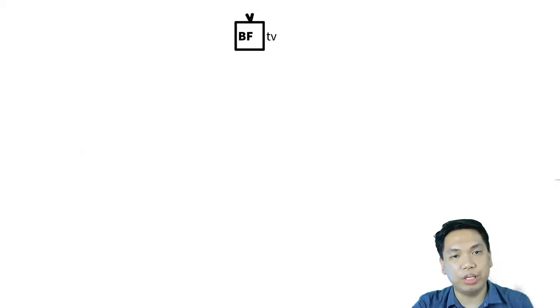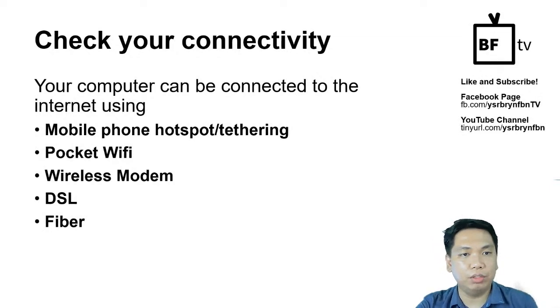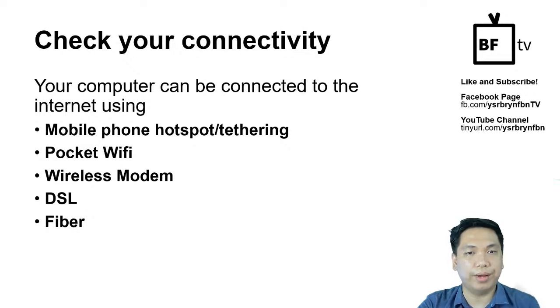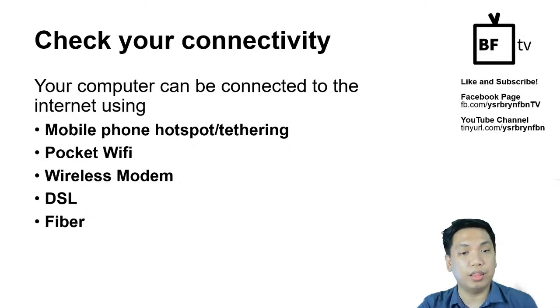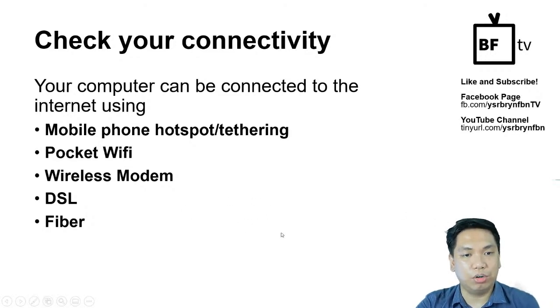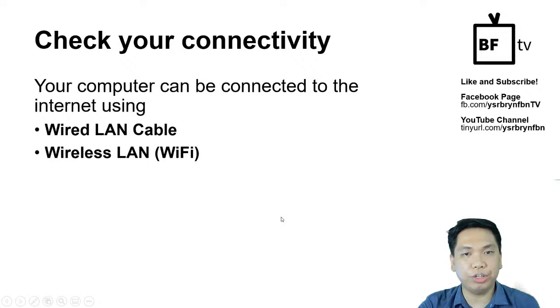Next is check your connectivity. For us to teach online, your computer can be connected to the internet using your mobile phone or device through hotspot and tethering, pocket Wi-Fi connection, wireless modem, the DSL, or a wireless modem using LTE or 3G, and that already serves as the Wi-Fi hotspot. The DSL and the most recent or latest technology, fiber, is the fastest one right now. So your computer can be connected to the internet using a wired LAN cable to your router or modem and a wireless LAN or Wi-Fi.